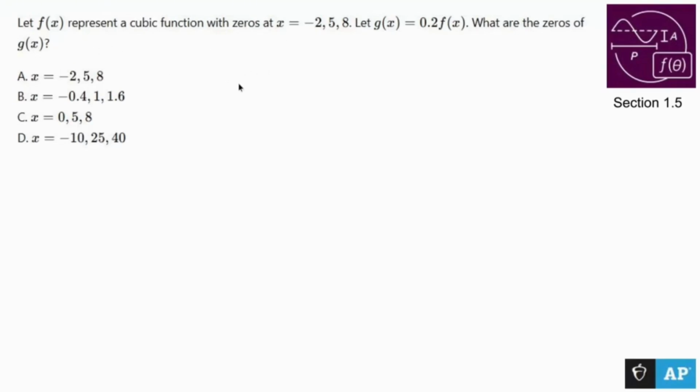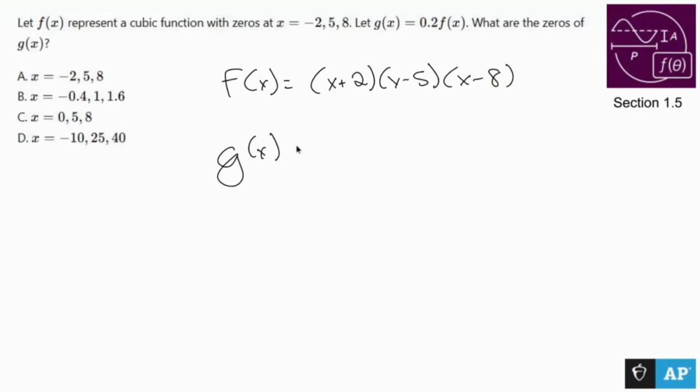If I have f of x and I know that the zeros are -2, 5, and 8, that means I could have factors of x plus 2, x minus 5, and x minus 8. Now, g of x is the same exact thing, but with 0.2 multiplied to it. So how does that affect the zeros, you ask?